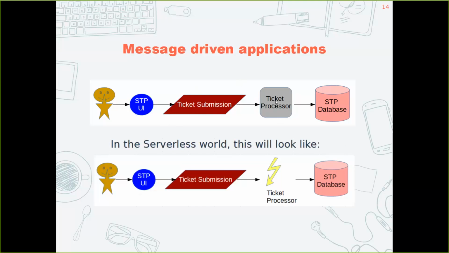I've now removed from there the ticket processing code and put in a ticket processor function. So what it does is, as soon as that function sees that a ticket has been submitted, it'll then process it, do whatever that processing job was doing, and then store it in the database, right? So that's how.